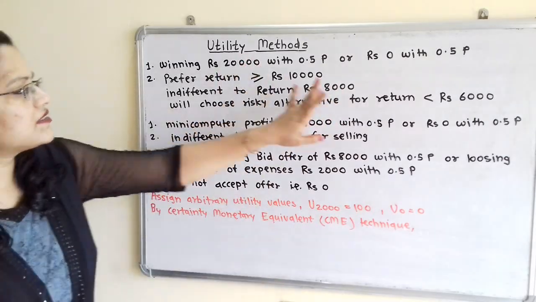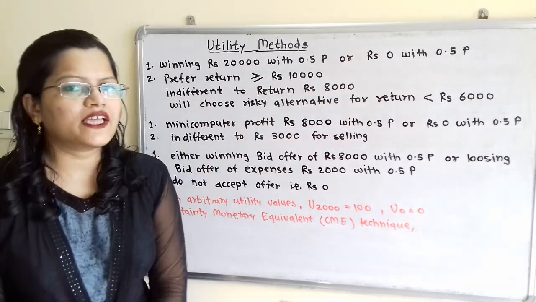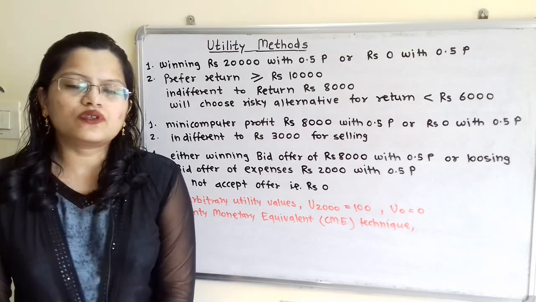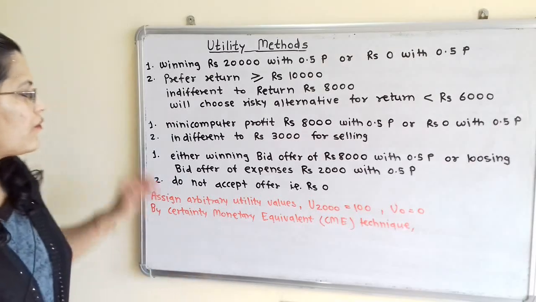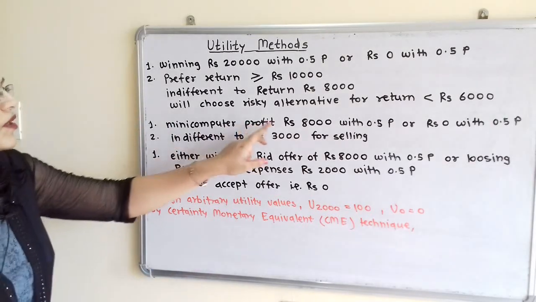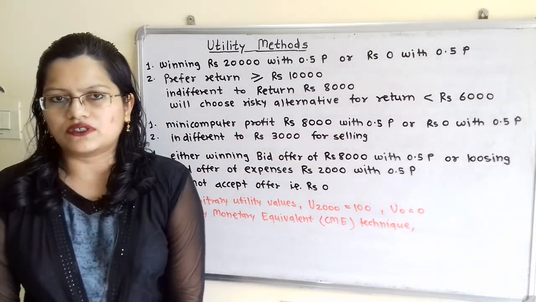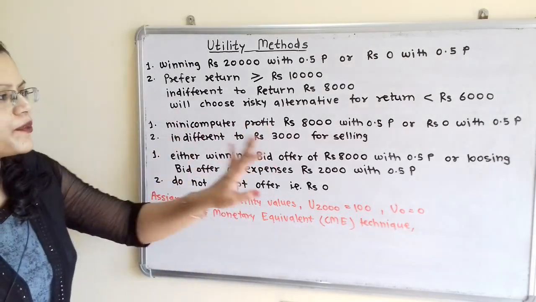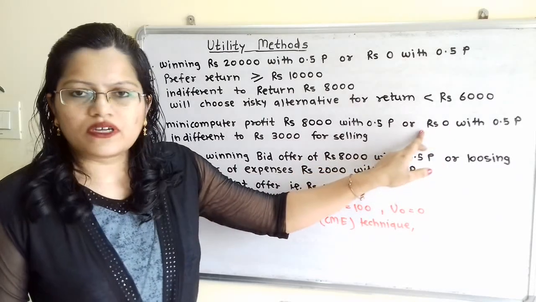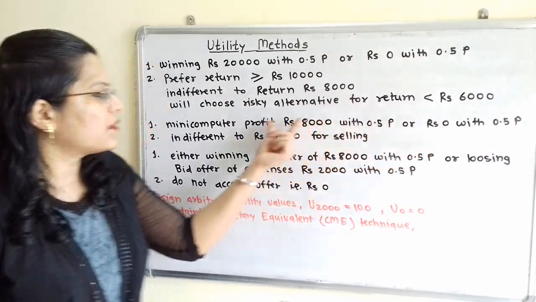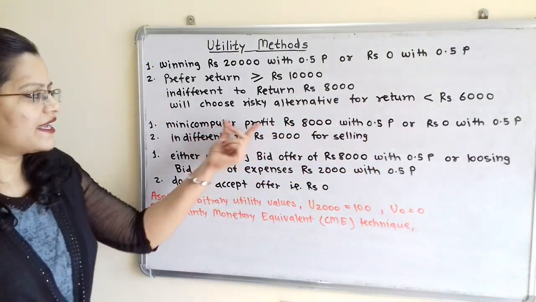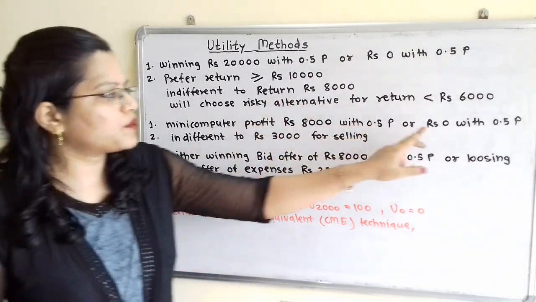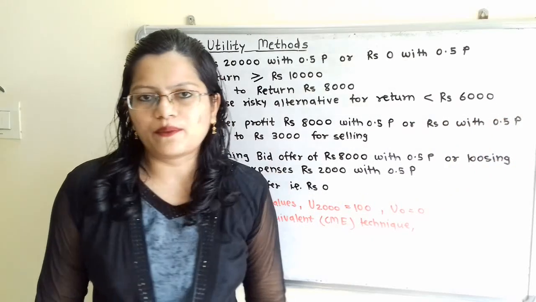Now in between these three outcomes, we can write the equation by using the CME technique. Now we will move to the second case. For the second case, the minicomputer profit is rupees 8,000, and if he is not using the minicomputer, then the outcome will be rupees 0. The gaining profit is with 0.5 probability, and the losing profit is also with 0.5 probability.